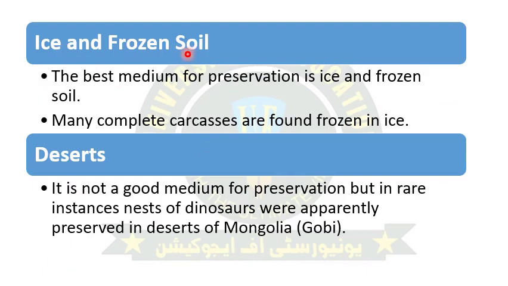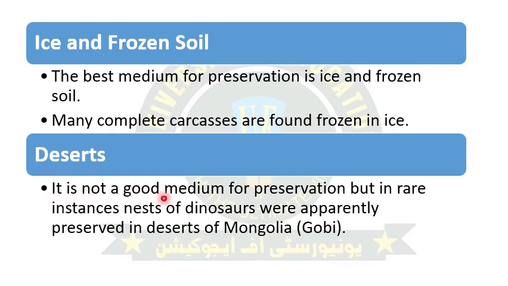Ice and frozen soil. The best medium for preservation is ice and frozen soil, as we discussed in the case of woolly mammoths, whose whole carcass is preserved in that ice. Many complete carcasses are found frozen in ice.